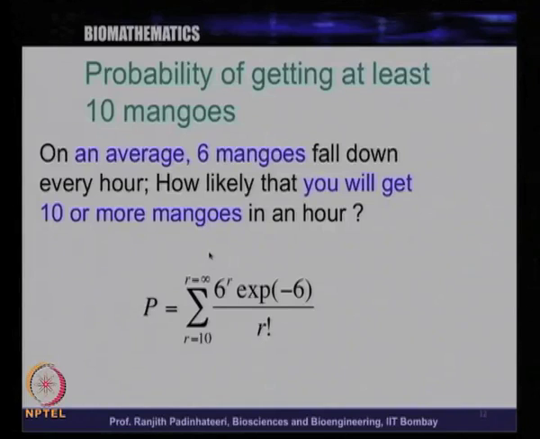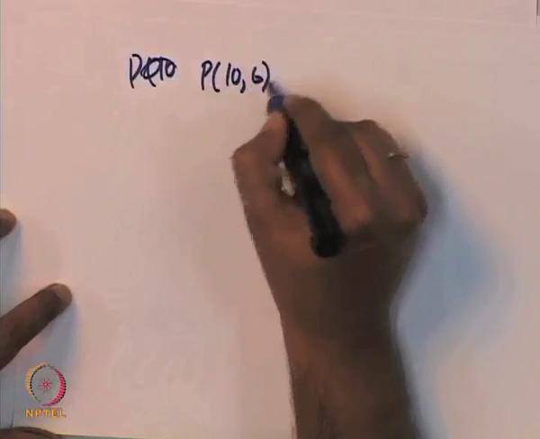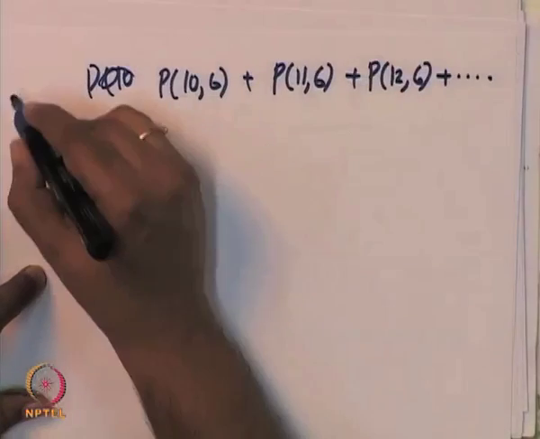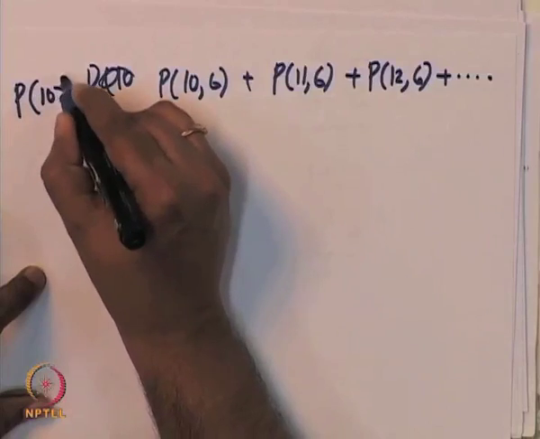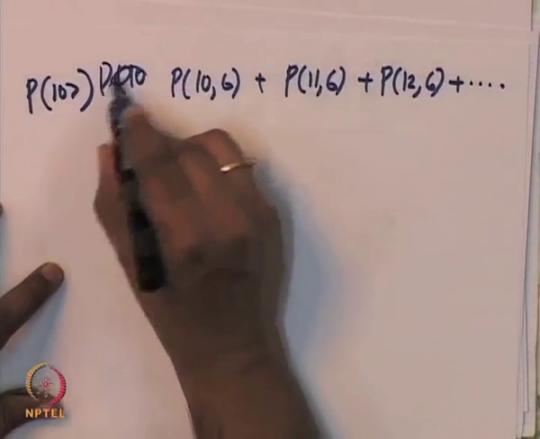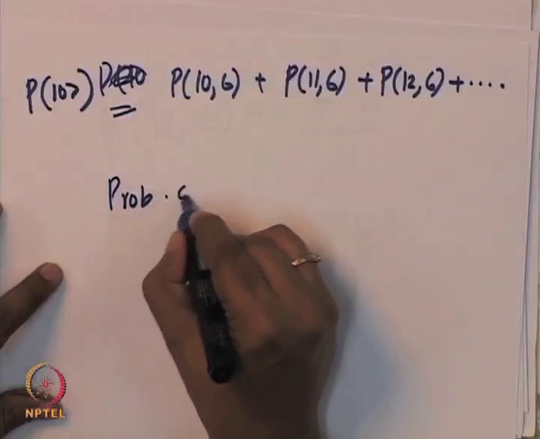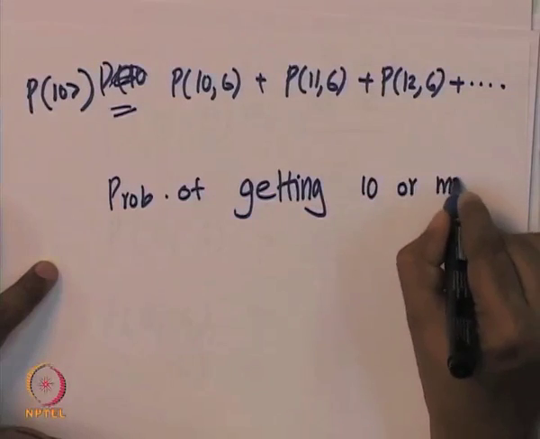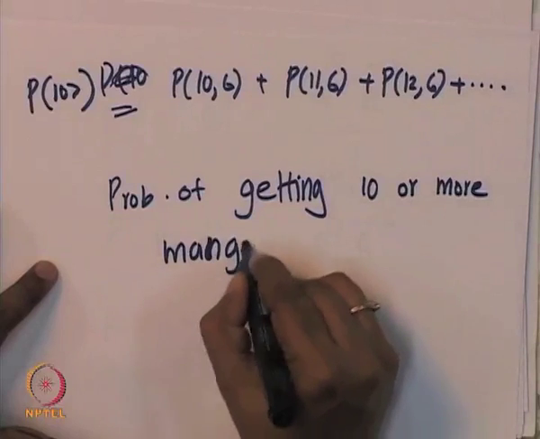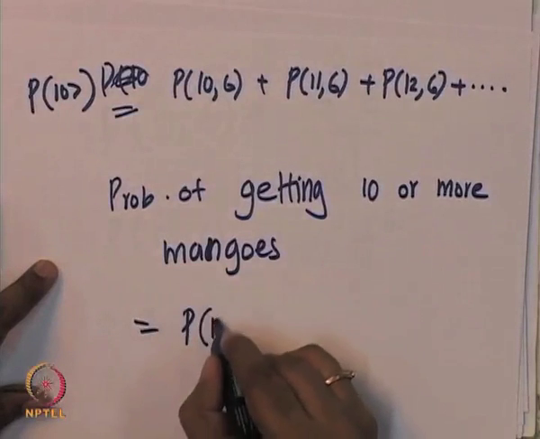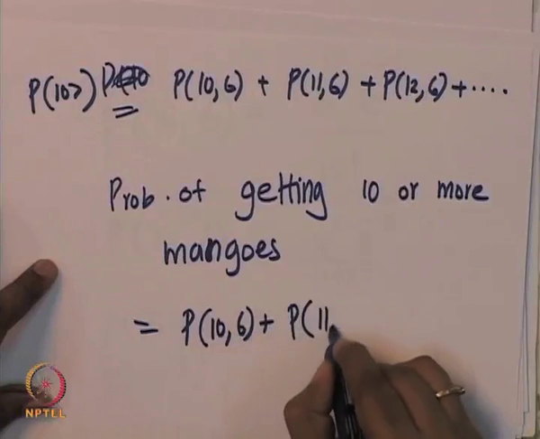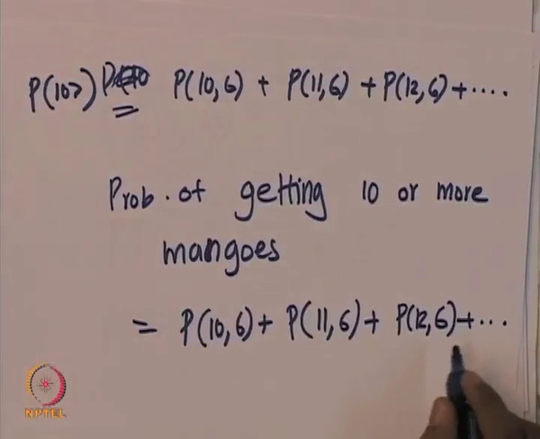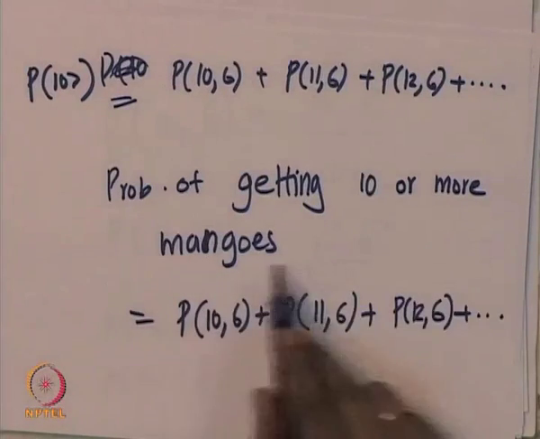That is, you sum p of 10 given 6, plus p of 11 given 6, plus p of 12 given 6, plus and so on. So this is the probability that you will get at least 10 or greater mangoes, the probability of getting 10 or more mangoes. At least 10 is the sum: probability of exactly 10 is this, exactly 11 is this, exactly 12 is this, exactly 13, exactly 14, and so on. You sum up to infinity, you get the answer, the probability of getting 10 or more mangoes.